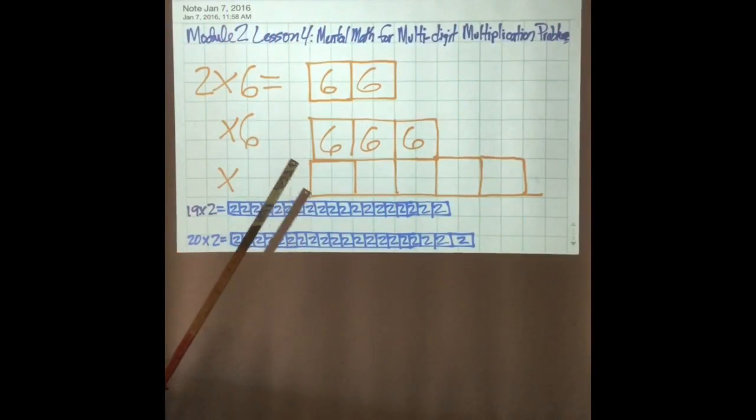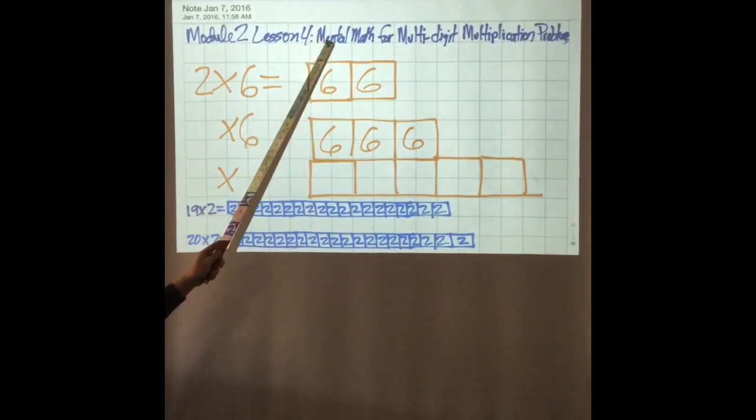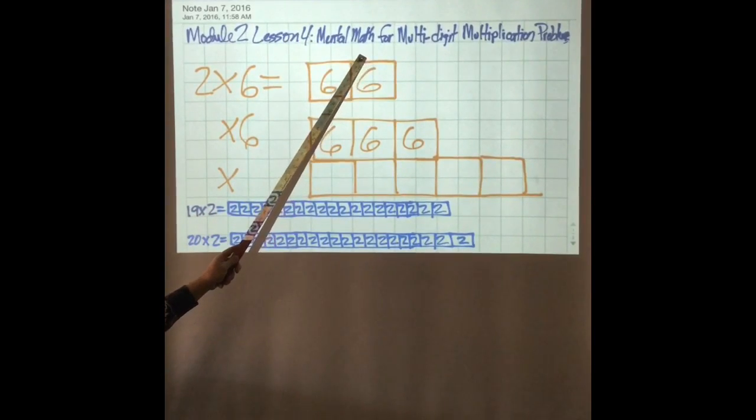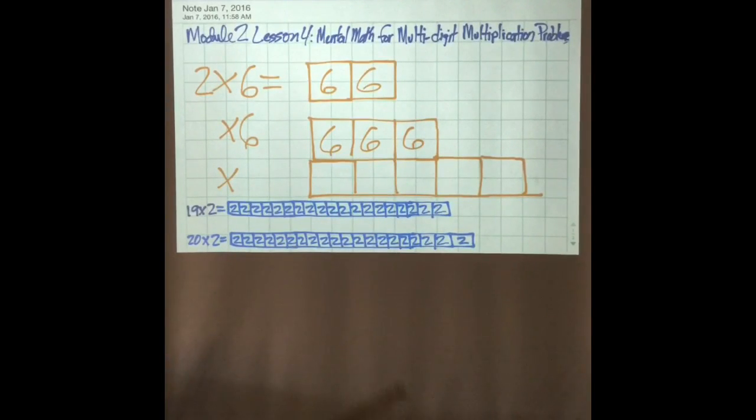All right, welcome back to math. Today is Module 2, Lesson 4, Mental Math for multi-digit multiplication problems. Mental math is just how to figure out problems in our head. So let's start with a simple one.